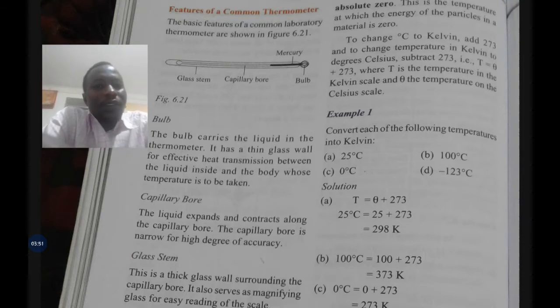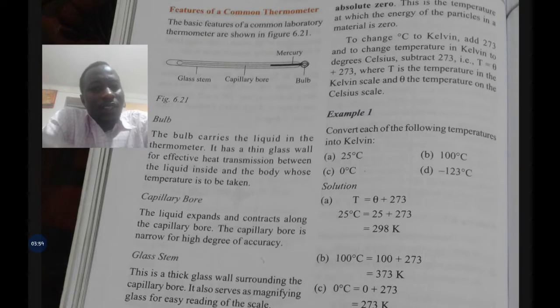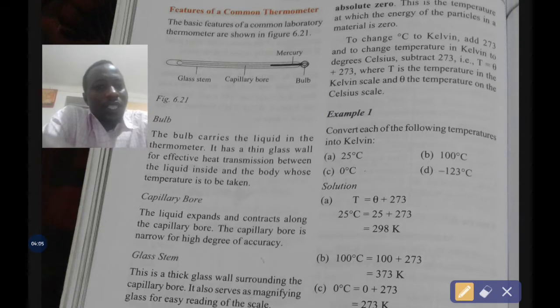Now, what are the features of a common thermometer? If we look at the ordinary thermometer we have in the laboratory, what are some of the common features? Now, there's a diagram here that shows us a common thermometer. So some of the features of a common thermometer, we have a bulb. Now, the bulb is the one that carries the liquid in the thermometer. So the liquid, which is mercury in our case here, is first filled into the bulb.